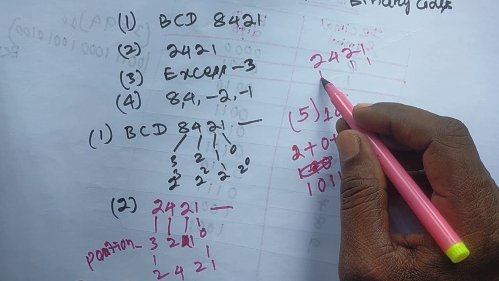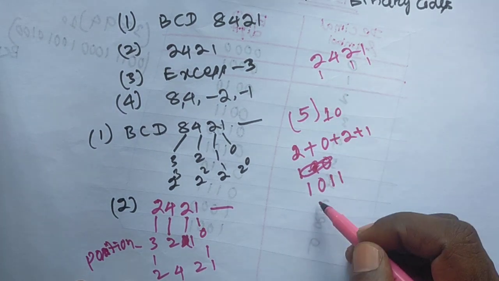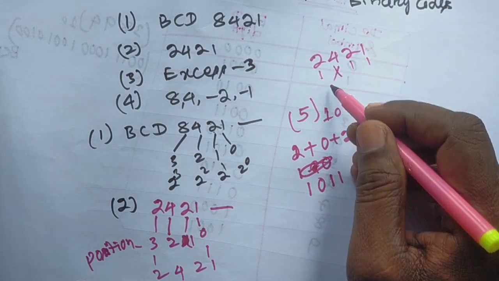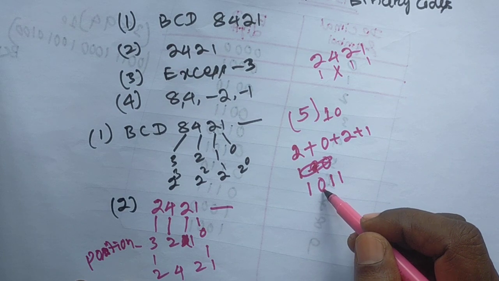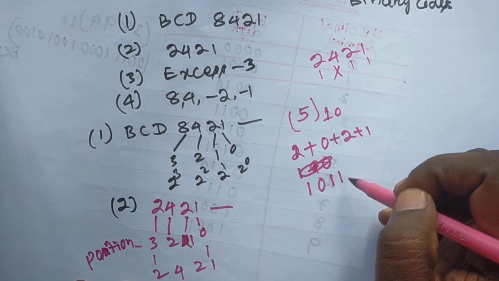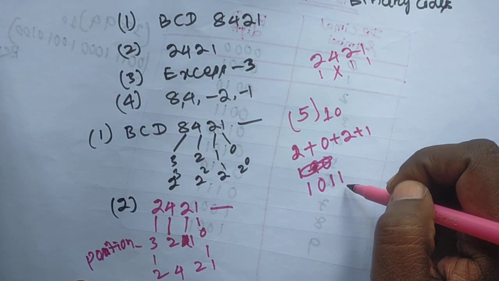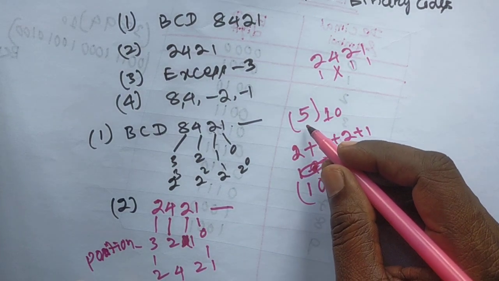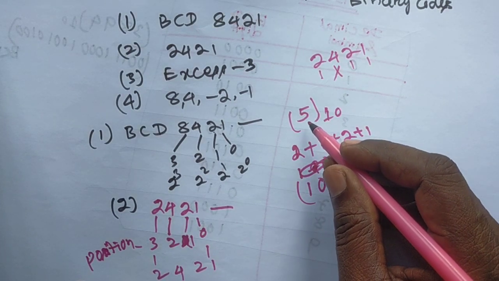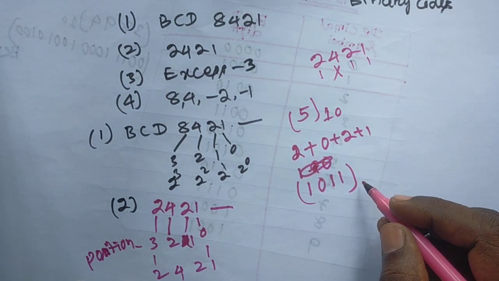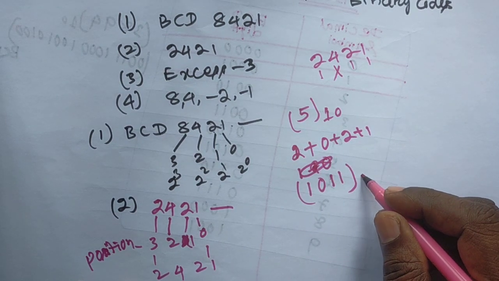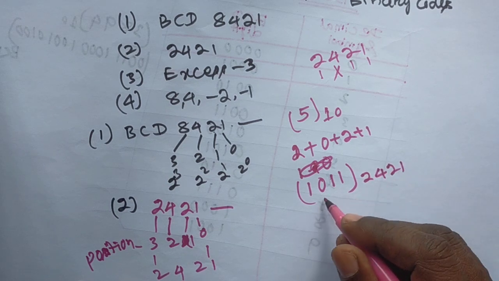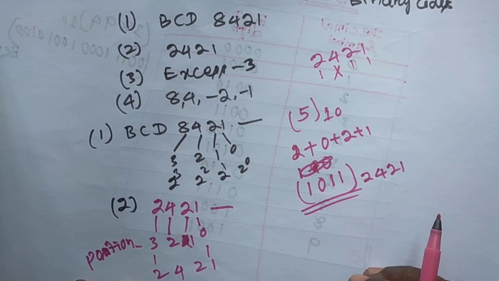If this position is required, it is present, that is 1. If it is not required, then we go through 0. 2 is required, so 1, and 1 is required, so 1. So in this way, we can write this decimal number 5 if we go through these positions, that is the BCD position in the form of 2421, we got in this data.